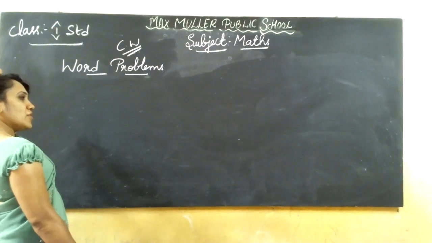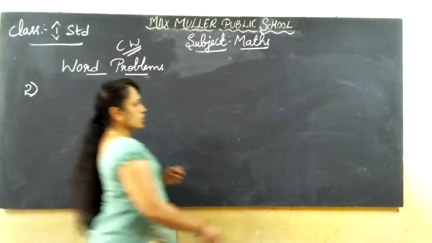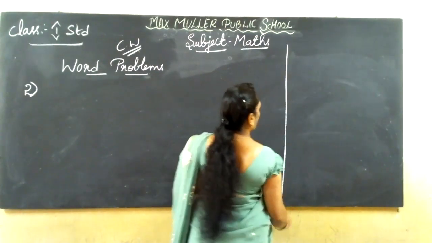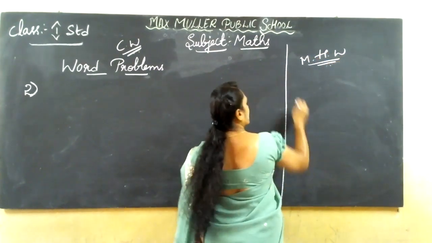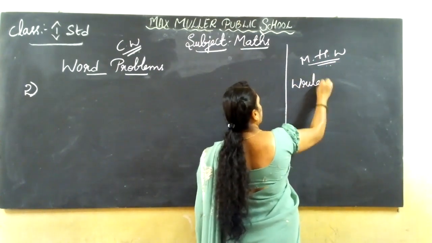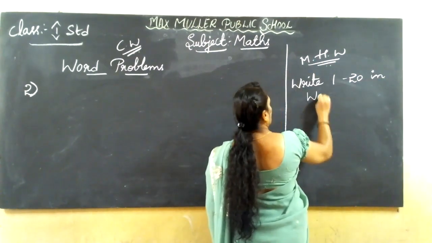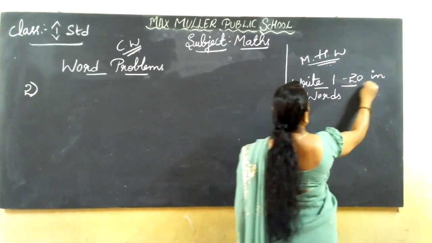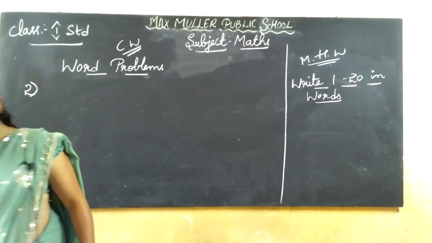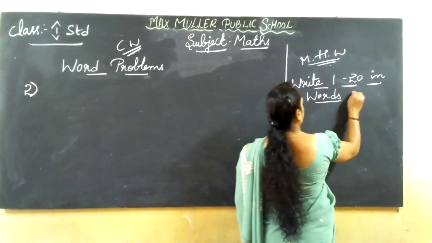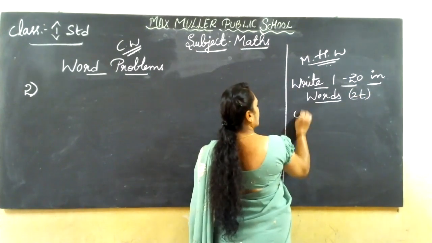So, second sum. Keep ready the second sum on the next page. And homework I'll give this side. Today's maths homework: you should write numbers in words, not digits. Write 1 to 20 in words, two times. Do you know how to write it now?